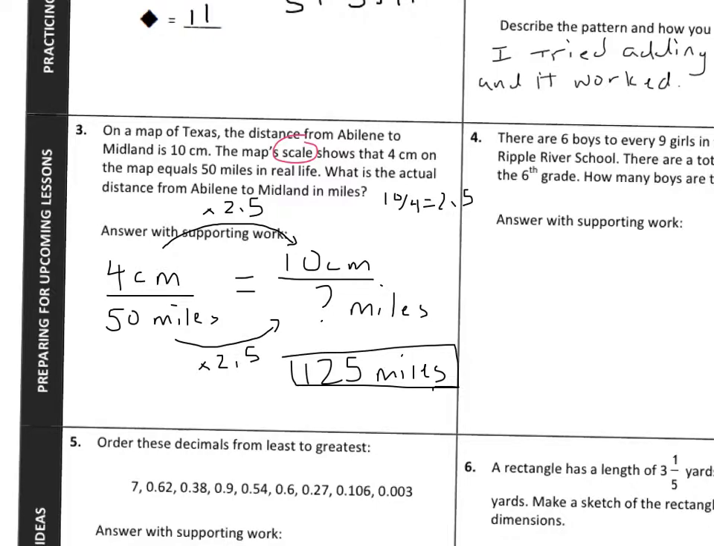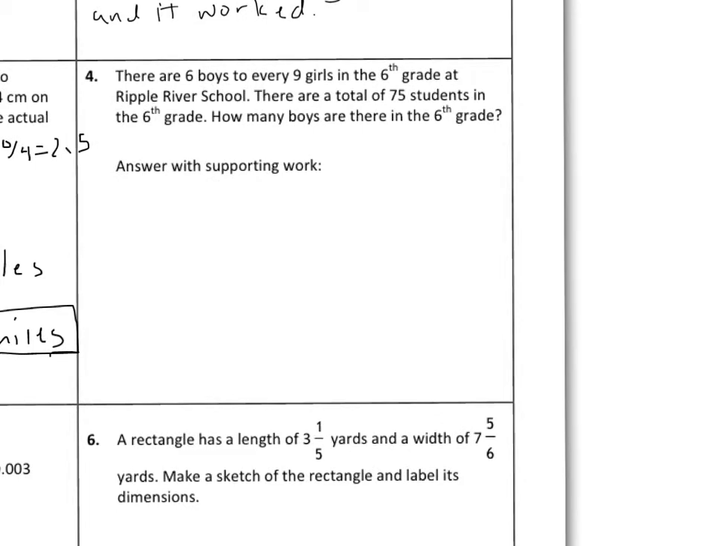Okay, let's take a look at number 4. So it says there are 6 boys to every 9 girls in the 6th grade. And so this phrasing, 6 boys to every 9 girls, that's actually ratio phrasing as well. So I'm going to write 6 boys to 9 girls. I know that just from reading the problem so far. There are a total of 75 students in the 6th grade. How many boys are there in the 6th grade? Ooh, they're twisting it on us. So we don't know the proportion of boys to total students unless we think about it like this.